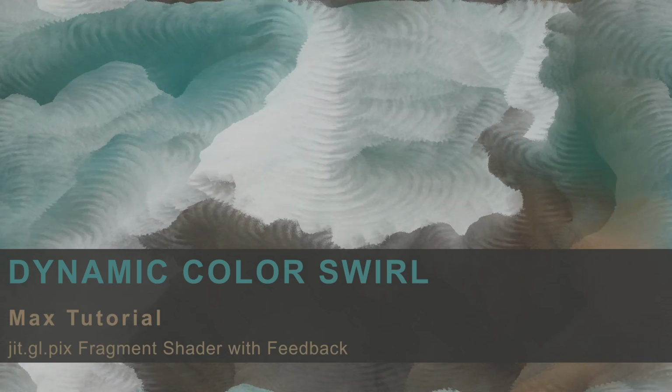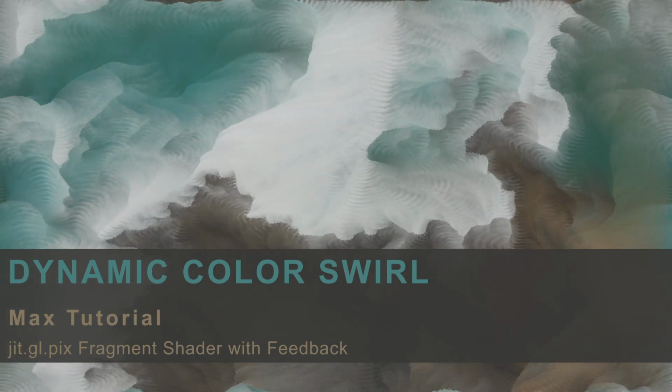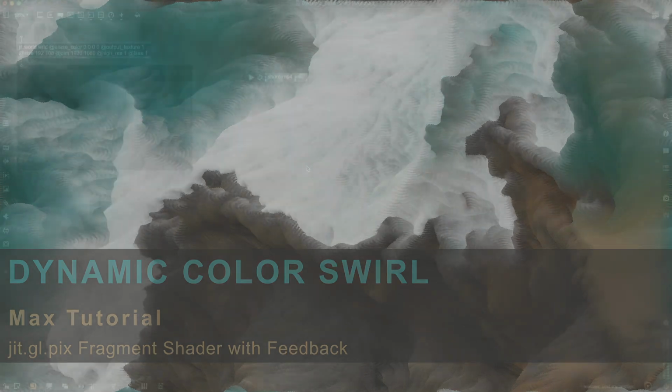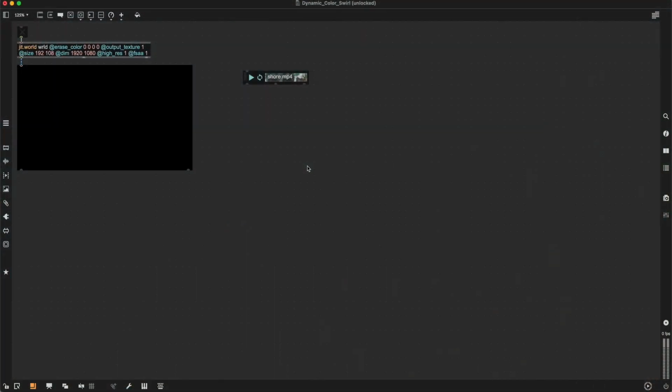Hello and welcome. In this tutorial we're going to build this feedback texture displacement. We're going to start with an almost empty Max patch. The only thing I've already created are this jit.world object, because we're working with textures and with jit.gl.pix, so we need some kind of GLSL rendering context. I've also created a jit.pwindow so we can see what we're doing. And here I have an input video for our feedback effect.